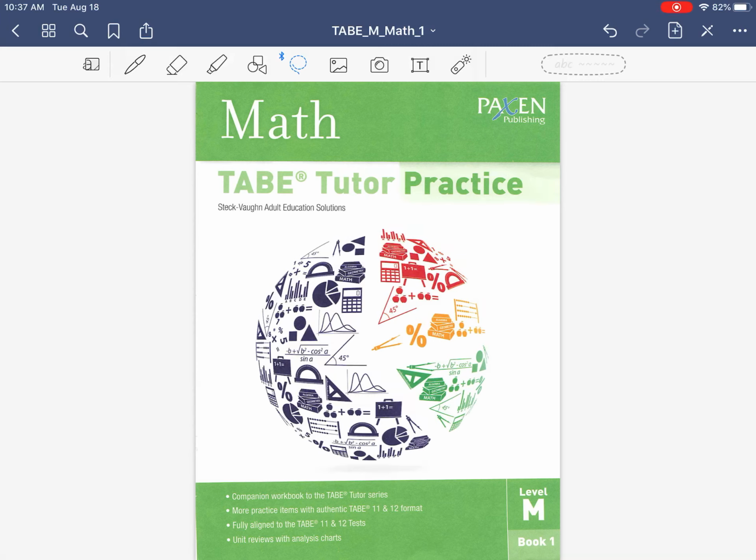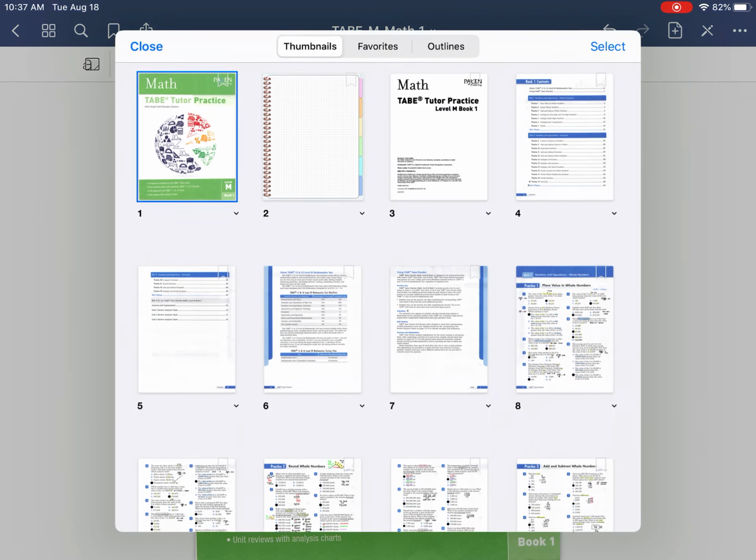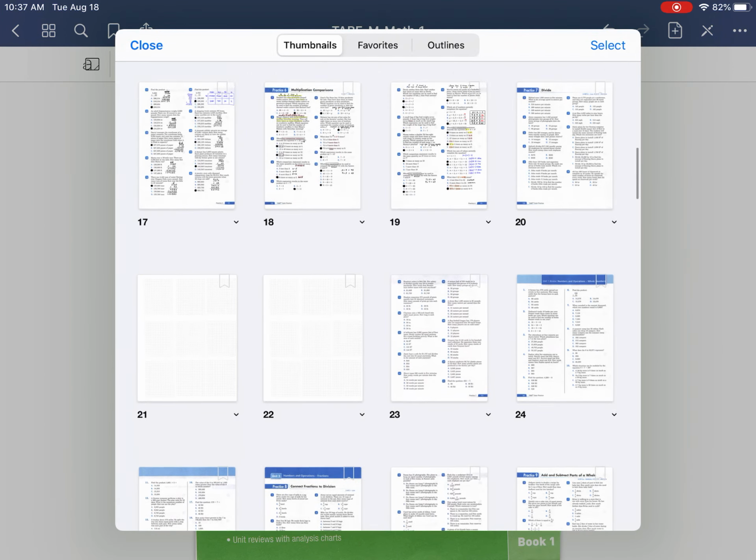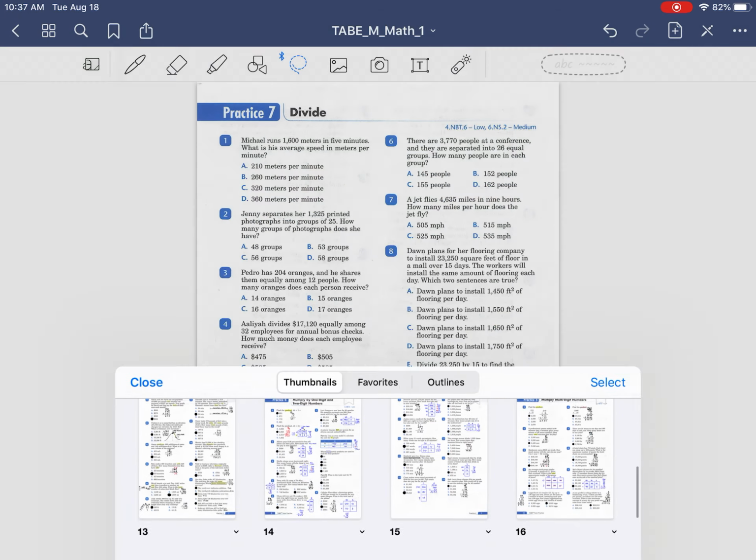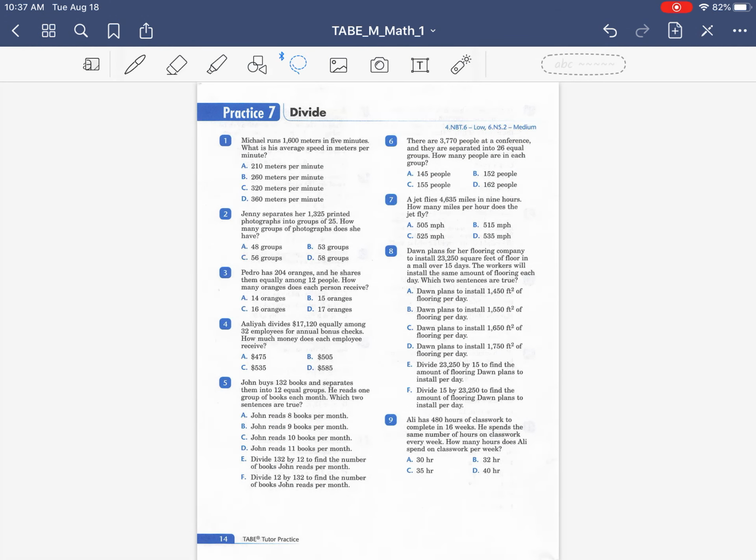In this video, we are still in our TABE Tutor Practice Workbook, Book 1. And please remember, if your teacher has asked you not to write in your workbook, please follow that advice. So I'm going to turn over to Practice 7, and I'll tell you the page number as soon as I get there. This is Practice 7 on page 14. And we're looking at division in this lesson.